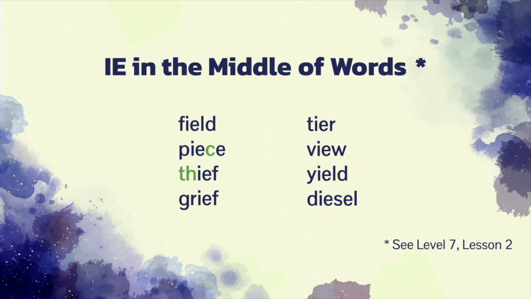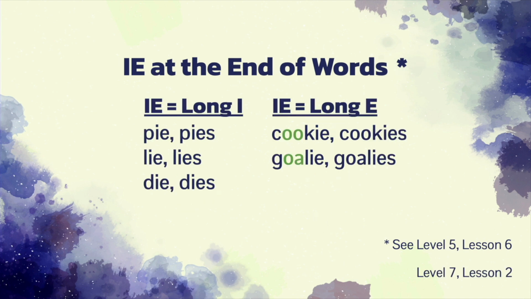Before we get to that, we need to review a few things from Level 7, Lesson 2. If you have IE together in the middle of a word, it usually has a long E sound, like in field. C followed by the E is going to have its soft sound of S. So peace, this TH will have the sound of th. Thief, grief, tear, view, yield, and diesel.